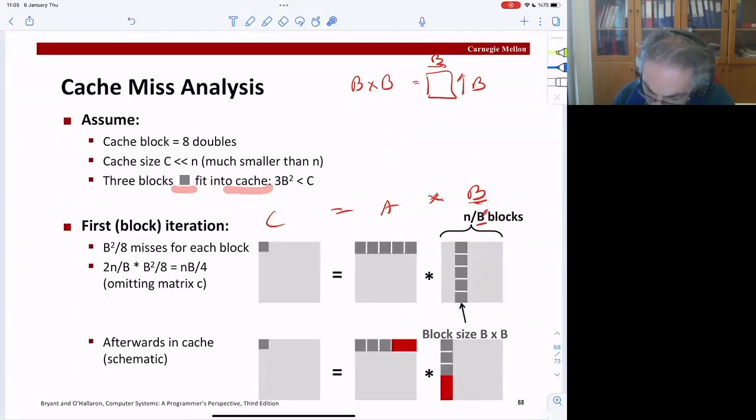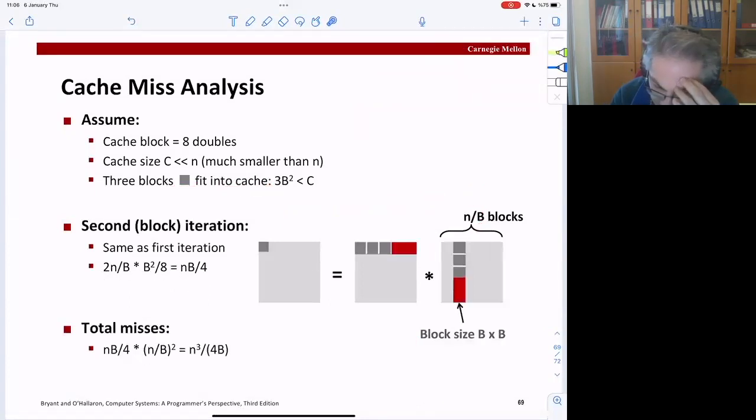Now we can also see that when I make this condition that 3b squared is less than or equal to C, what I'm essentially saying is, when I'm multiplying this one with this and updating it into this one, these 3 should all fit into my cache. That's basically the idea. If I don't fit into my cache, then I have to go one more level, which will complicate things.